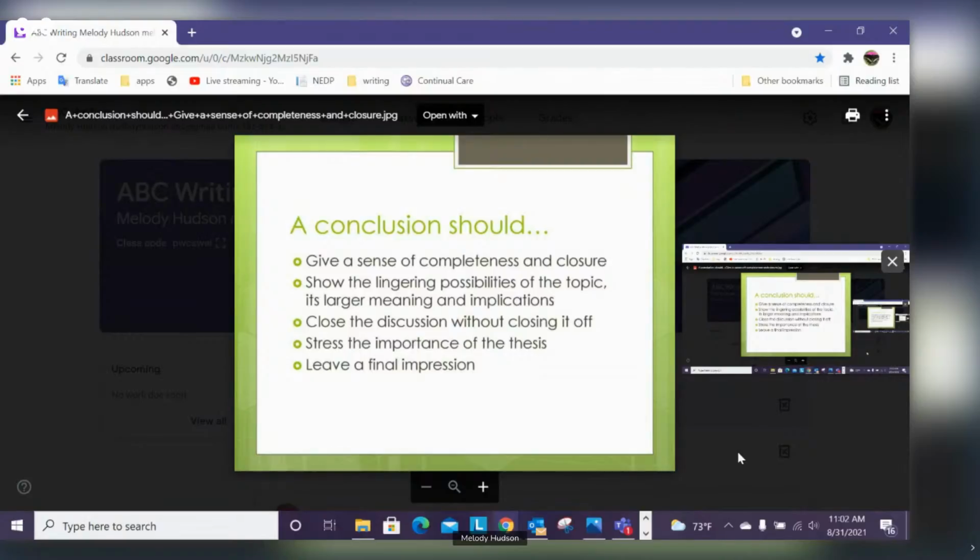What do we mean by that? That we're concluding what we're speaking about, but we could talk about it further. So you don't just shut it down abruptly. We'll work on that. We'll show you what we mean by that. And we should stress the importance of the thesis, which was our main idea, right? And the conclusion should always leave a final impression. You've said something, you had something important to say.